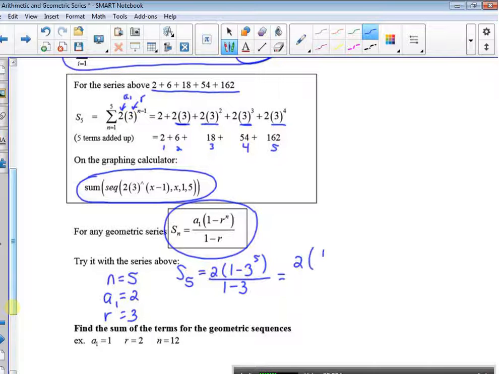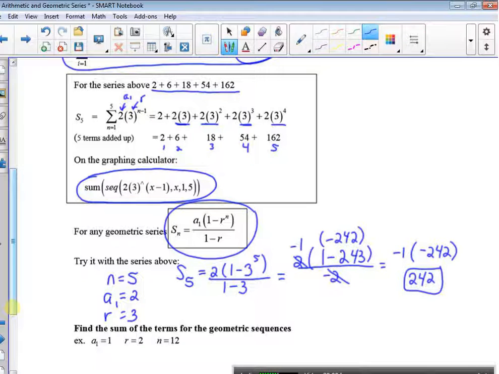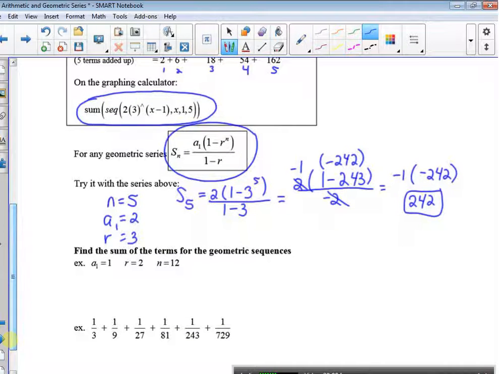So this is 2 times 1 minus 3 to the 5th, which is 243, and that's all divided by negative 2. So 2 divided by negative 2 is just negative 1. So it's really just negative 1 times negative 242, because that's what 1 minus 243 is. And so our final answer is 242. So if I sum those 5 terms, they should equal 242. And you obviously could use your calculator, but remember, this is a formula useful for various situations and more complicated problems. We're just doing it on some easier ones to start with.